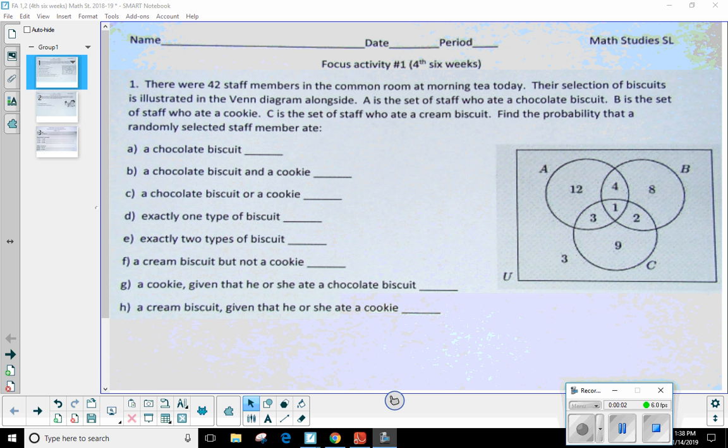Okay, focus activity number 1 for the fourth 6 weeks. There were 42 staff members in the common room at morning tea today. Their selection of biscuits is illustrated in the Venn diagram alongside. A is the set of the staff who ate a chocolate biscuit.